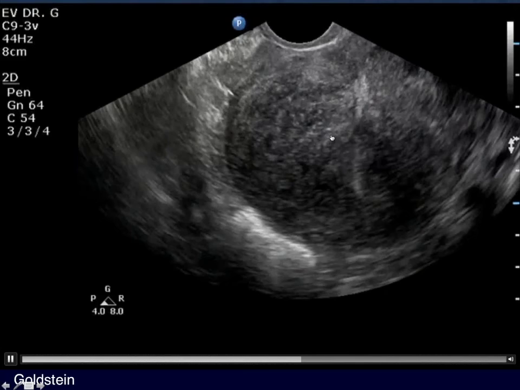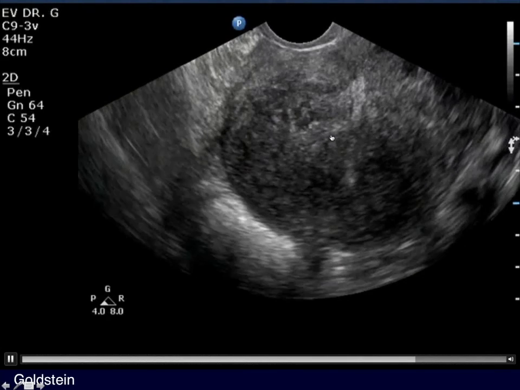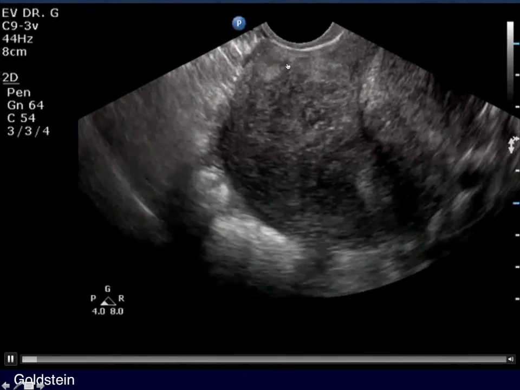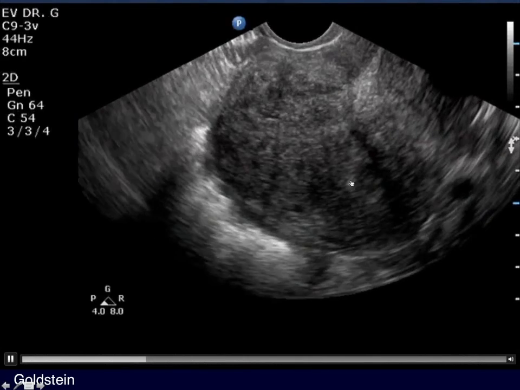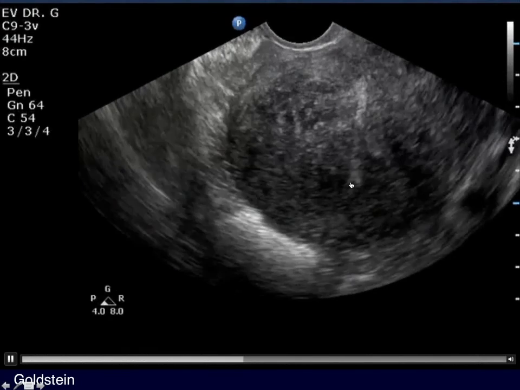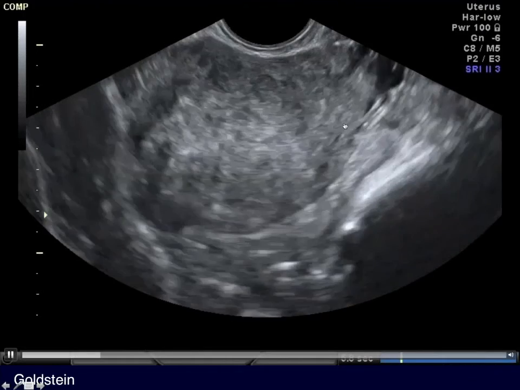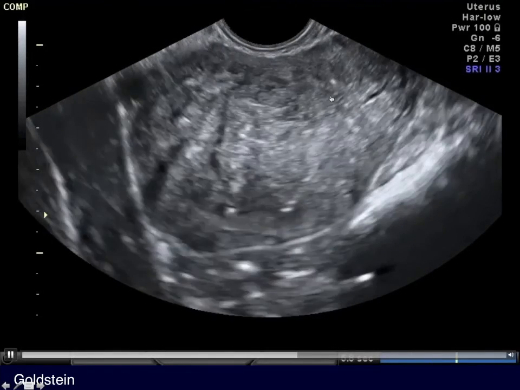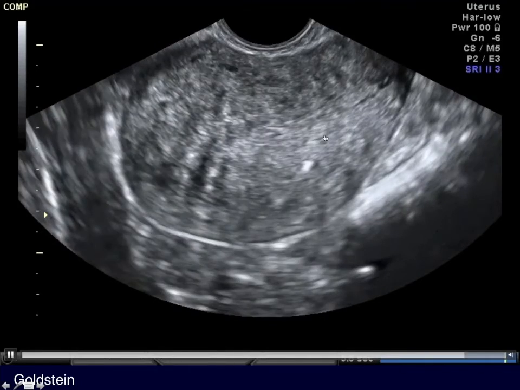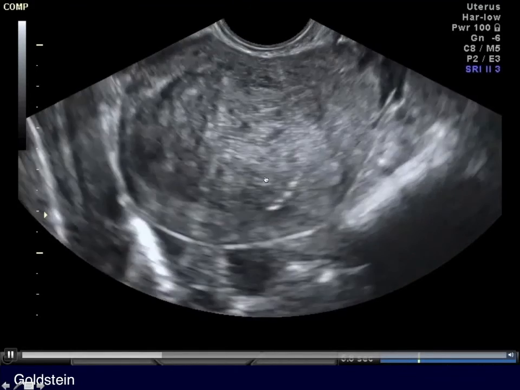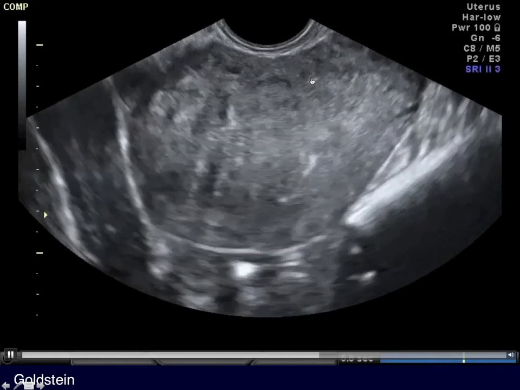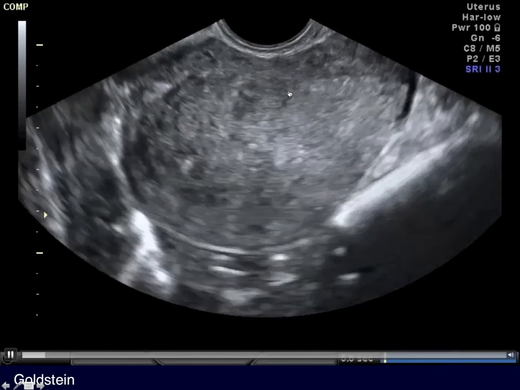You should think of saline infusion as a subset of transvaginal ultrasound when you cannot adequately visualize the endometrial echo, or you see it well, but it's not thin enough to exclude pathology. And here's yet another example of a patient with adenomyosis. There's a hint of some endometrial echo posteriorly here, but nothing that I think you can be reliable to exclude pathology.